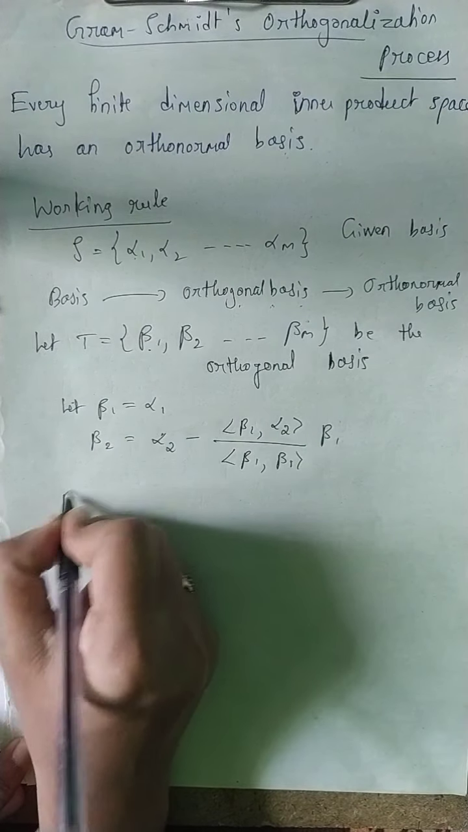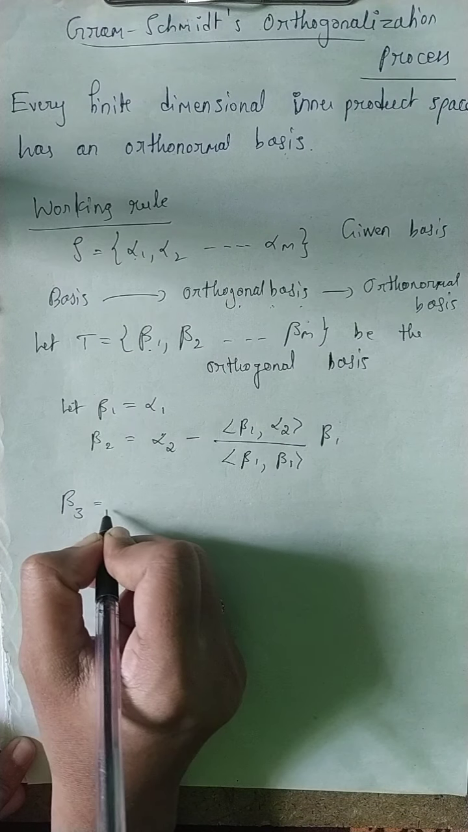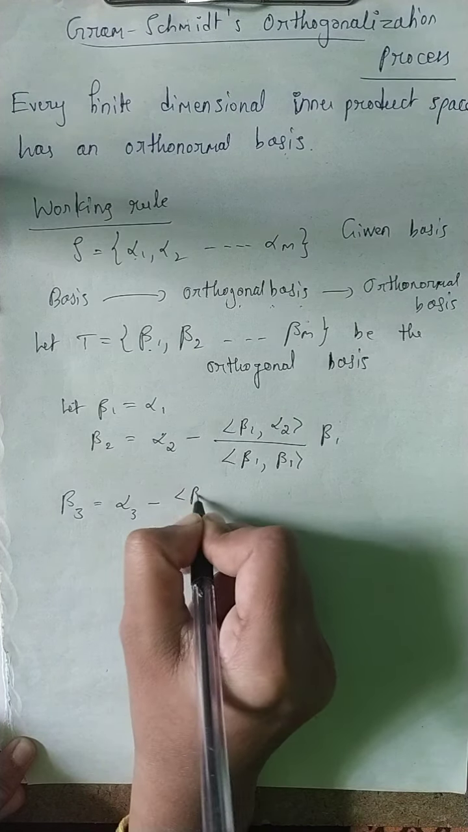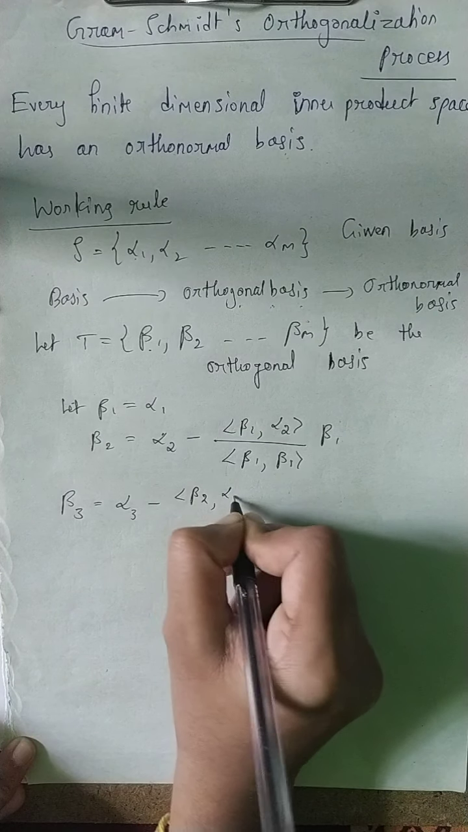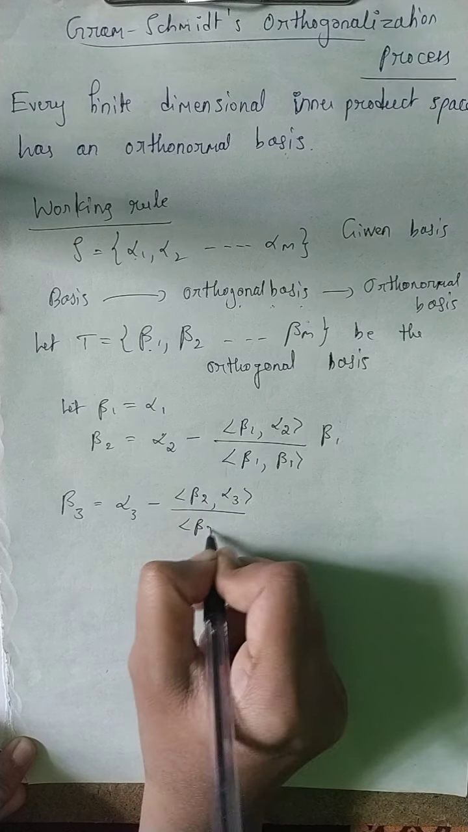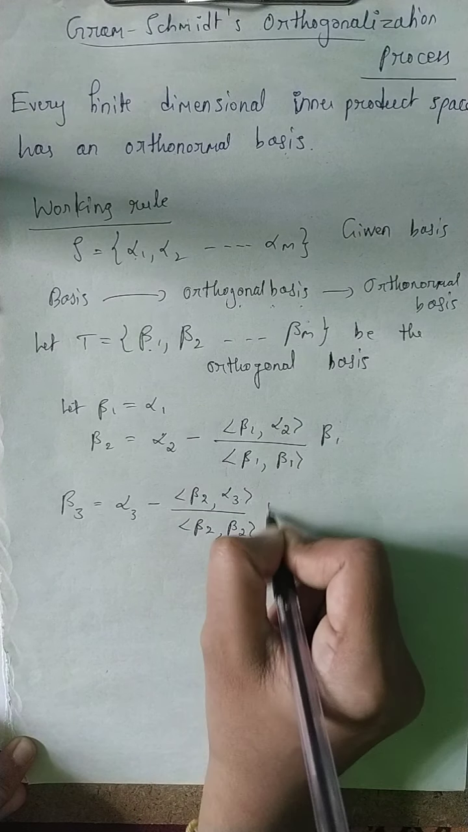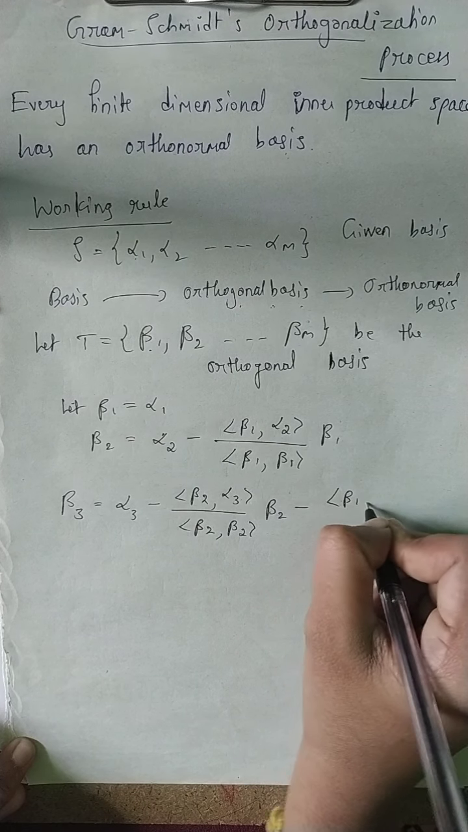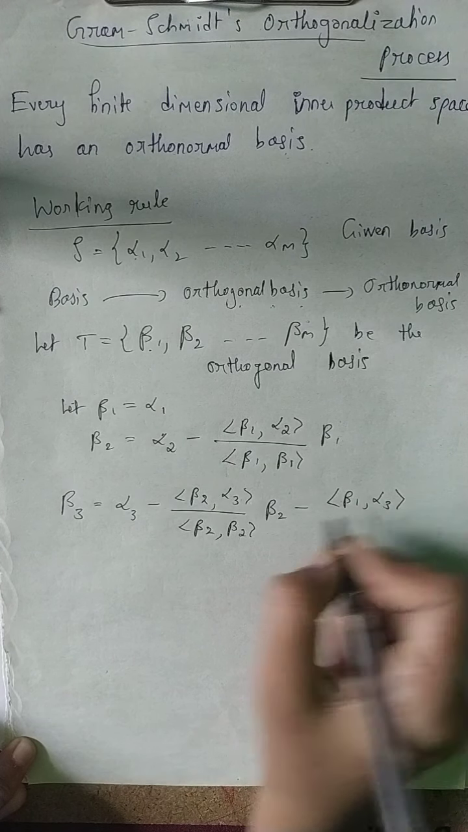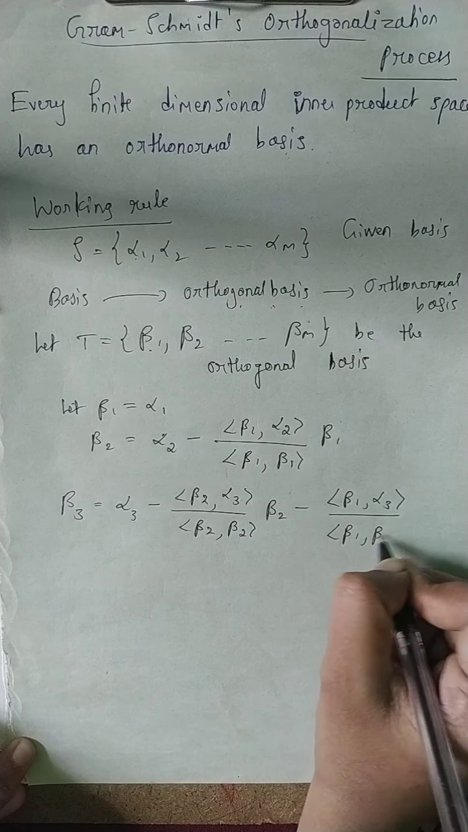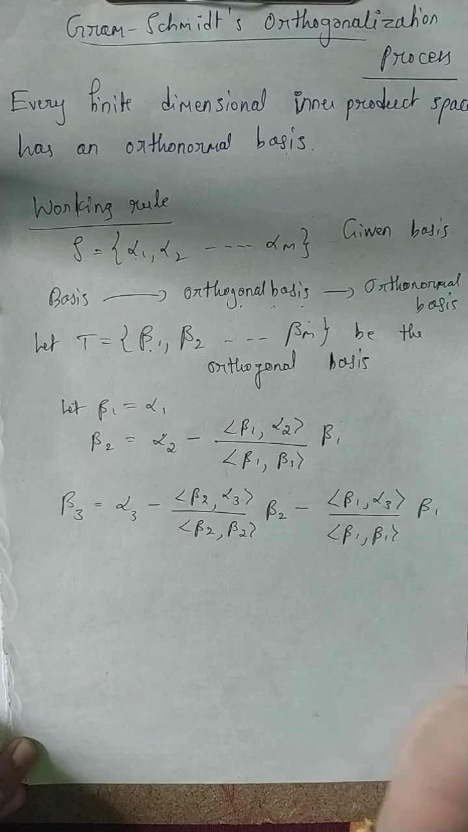In a similar way, beta 3 is given by alpha 3 minus inner product of beta 2 comma alpha 3 divided by inner product of beta 2 comma beta 2, into the vector beta 2, minus inner product of beta 1 with alpha 3 divided by inner product of beta 1 comma beta 1, into the vector beta 1.